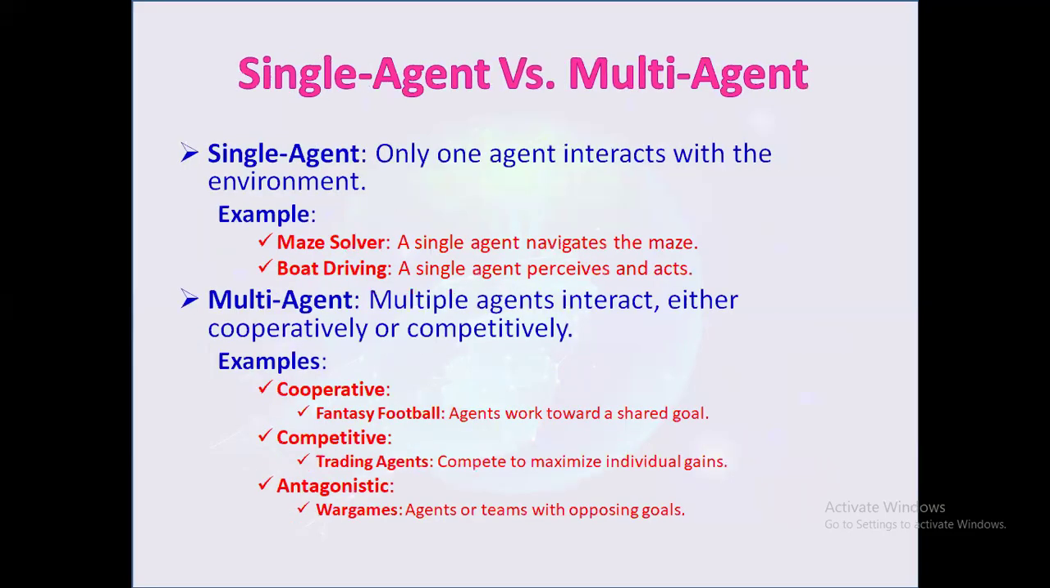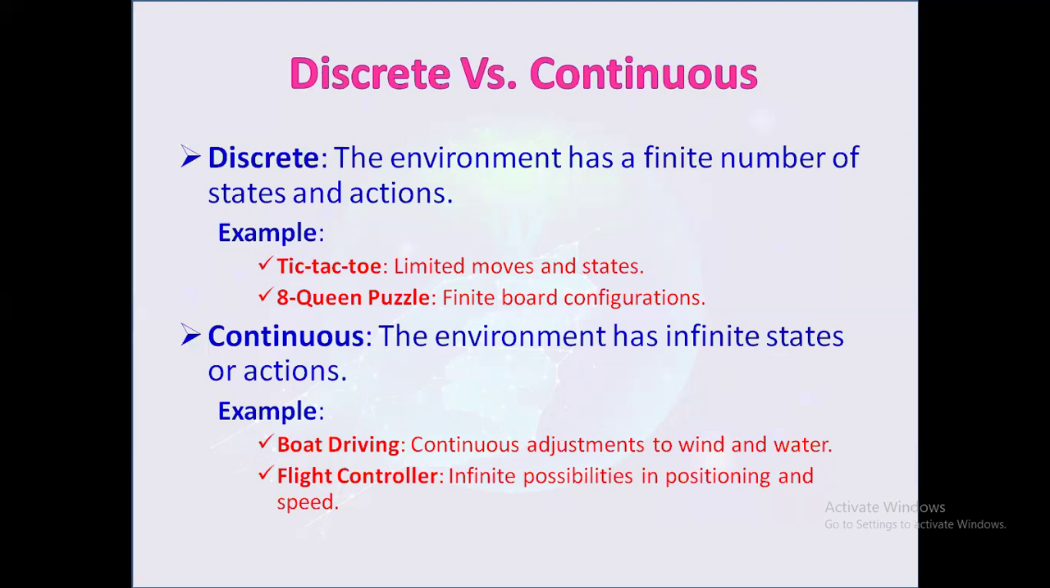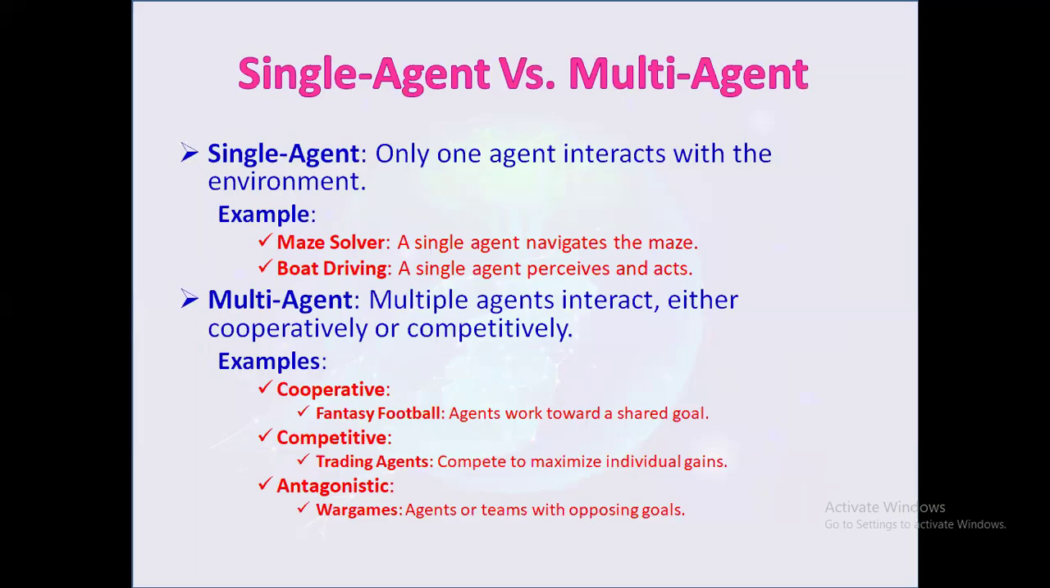Next one is this. What is that? Discrete versus continuous. That we have seen. You understood about the discrete versus continuous. Next is single agent versus multi-agent environment.